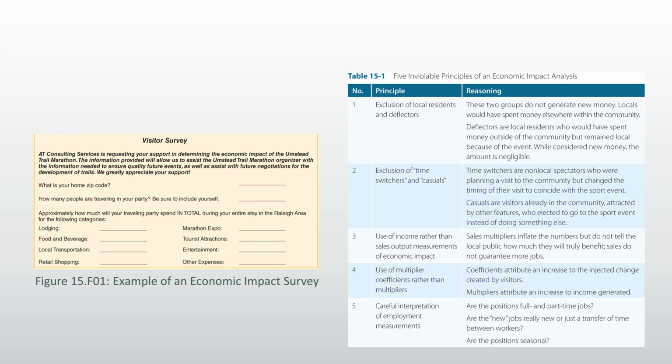Use of income rather than sales output as measures of economic impact. Measuring economic impact in terms of income generated rather than sales output is preferable, as it accounts for the economic value added by the sport facility or event. Use of multiplier coefficients rather than multipliers. Multiplier coefficients, which measure the indirect and induced economic impacts of the sport facility or event, should be used instead of multipliers to avoid double counting. By following these inviolable rules, principles, and considering the factors mentioned, the economic impact of sport facility and event management can be accurately and credibly measured.